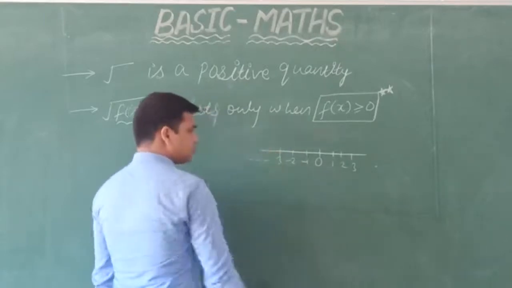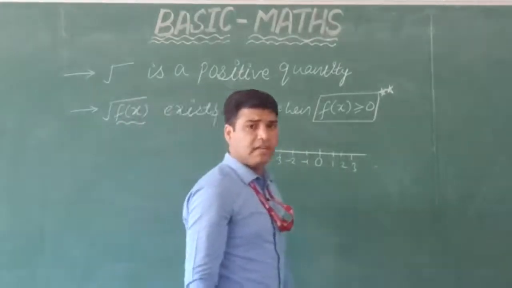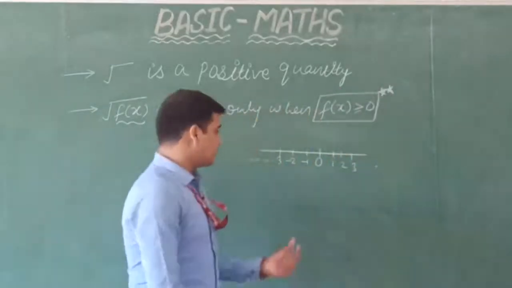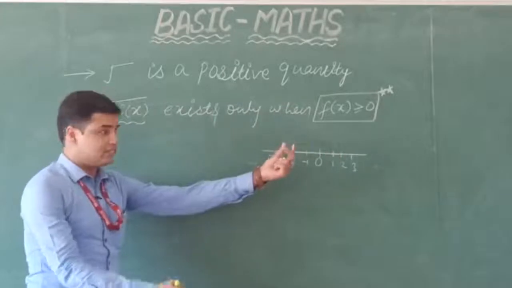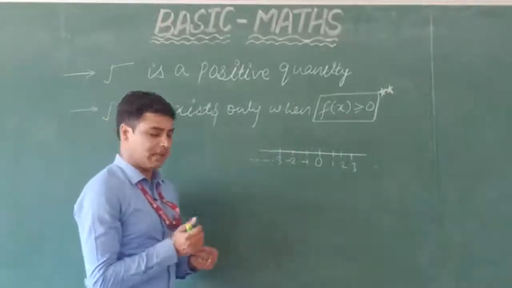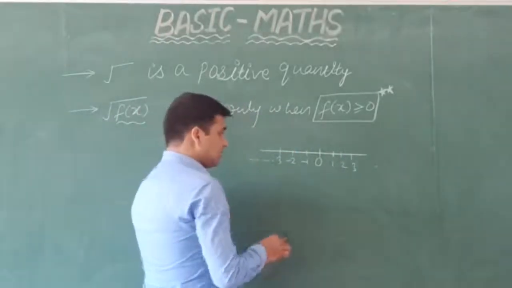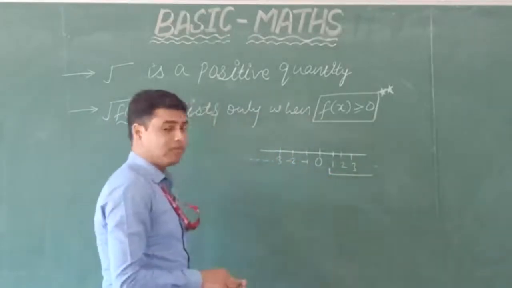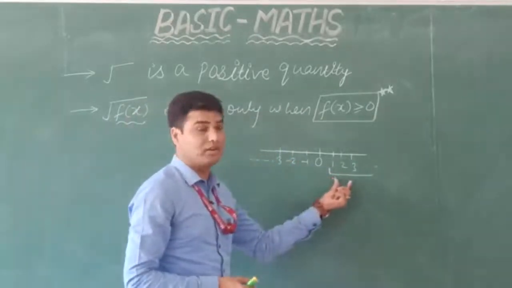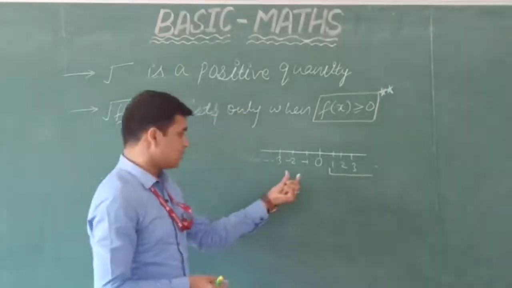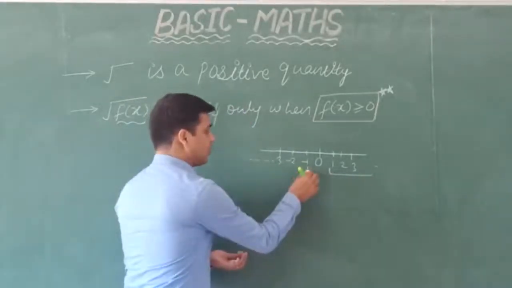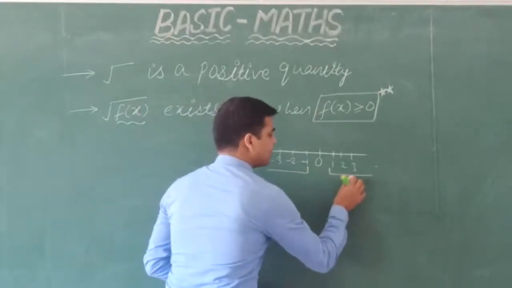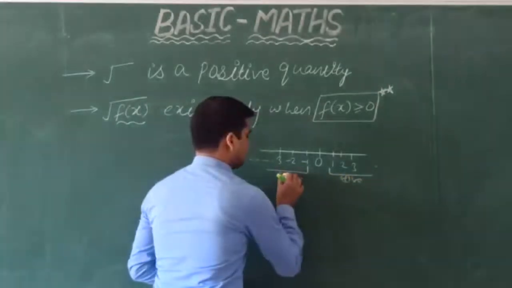Now see this here. What is called a positive number? Any number which is just greater than 0 is called a positive number. What is called a negative number? Any number which is just less than 0 is called a negative number. So from 1 onwards, all the numbers are positive. Why? Because they are greater than 0: 1, 2, 3 and so on. In the same way, these numbers are negative because they are less than 0.